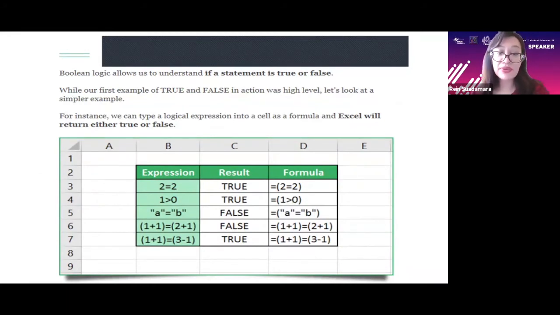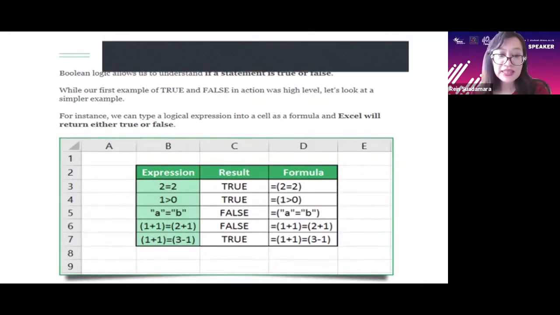Our first example of true and false in action was high level. Now look at a simpler example. For instance, if we have a logical expression in a cell as a formula, it can give you the result like this. If this expression, then you have this formula, it's going to give you the result as true. If 1 is bigger than 0, it's true.